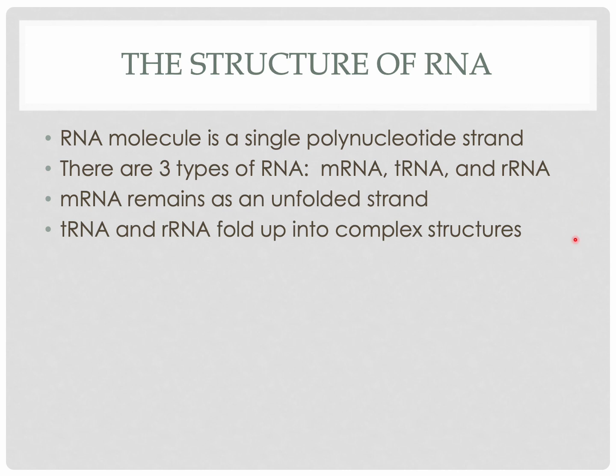Taking a look at the structure of RNA, an RNA molecule is a single polynucleotide strand. There's 3 types of RNA. You have messenger RNA, transfer RNA, and ribosomal RNA. Messenger RNA remains as an unfolded strand. Transfer RNA and ribosomal RNA fold up into complex structures.